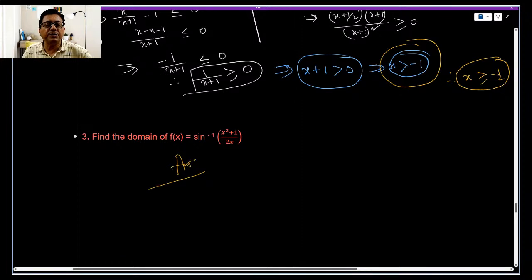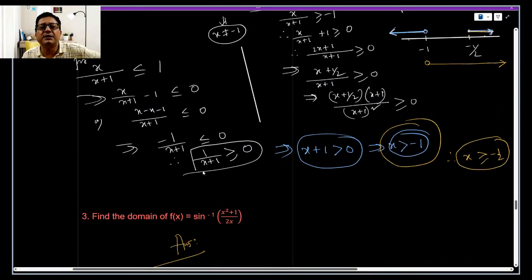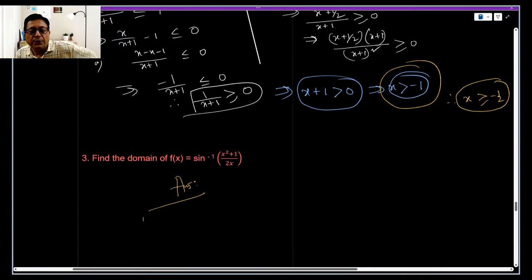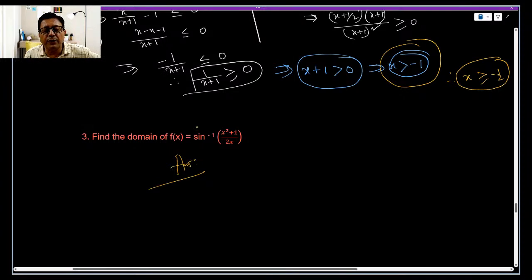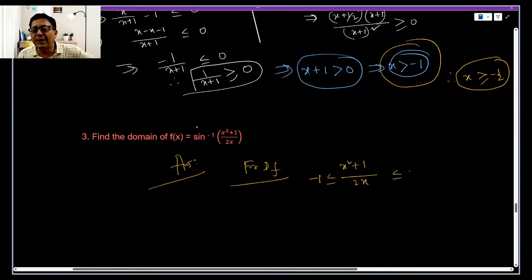Numerator always positive, no? x square plus 1 always positive. x square positive, 1 positive. All these observations we will make first. And another thing, in the previous sum, see, I have considered this. There is definitely another way to do it using the help of the modulus sign. For this one, when you are writing for dom f, just check the answer with me. For dom f, x square plus 1 by 2x greater than or equal to minus 1, less than or equal to 1. This we know. But now we'll remember this inequation also.